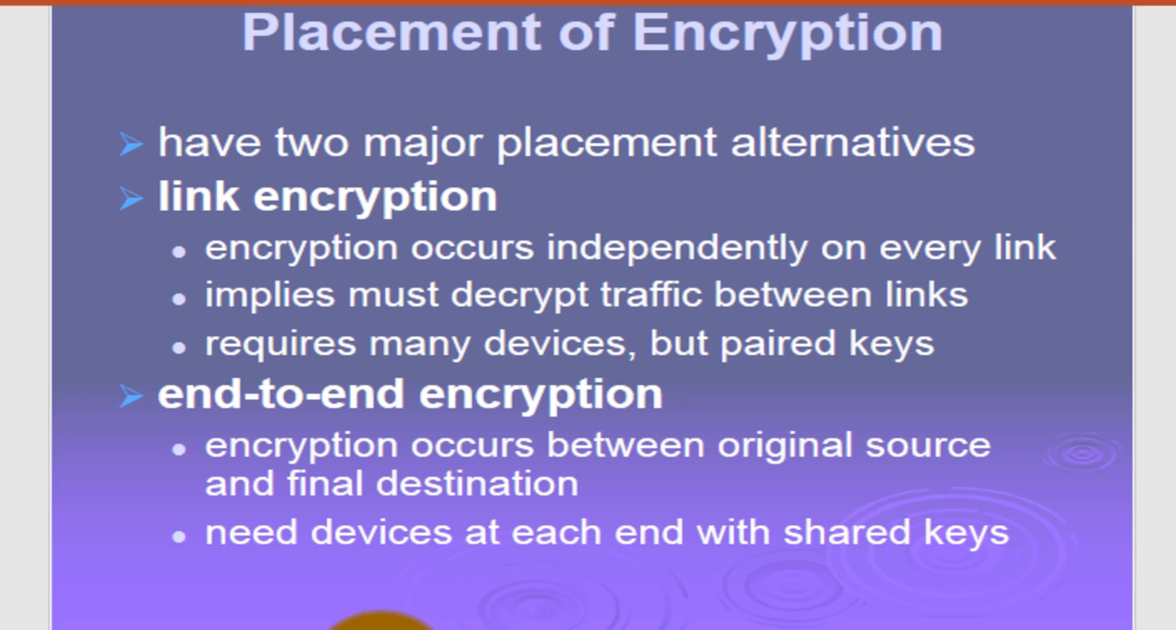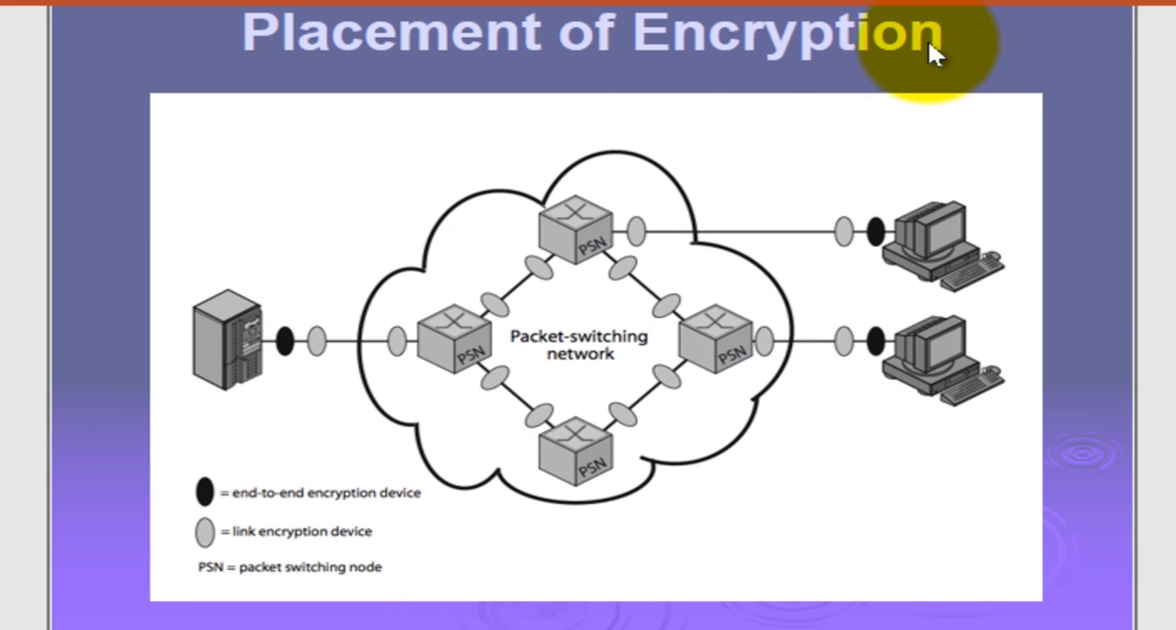You can better understand if you see the diagram. In this diagram, these two workstations are trying to access the server. They are passing data to this server. The end-to-end encryption is done. It is shown in solid black color. End-to-end encryption is placed here, one at the workstation and one at the server. Both of these will share one secret key and data is passed.